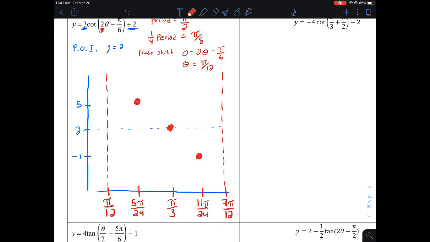And now we sketch. As I work my way from pi over 3 to pi over 12, it's going to go through that point we made at 5, and then it's going to start to show unbounded behavior. And when I go from pi over 3 to 7 pi over 12, it's going to go through that point we made and also display unbounded behavior. So the graph of cotangent would look something like that.